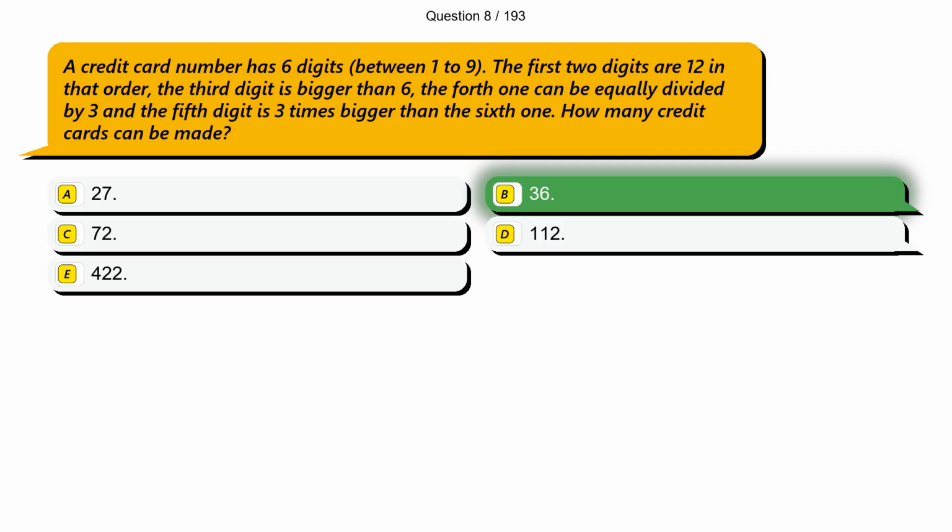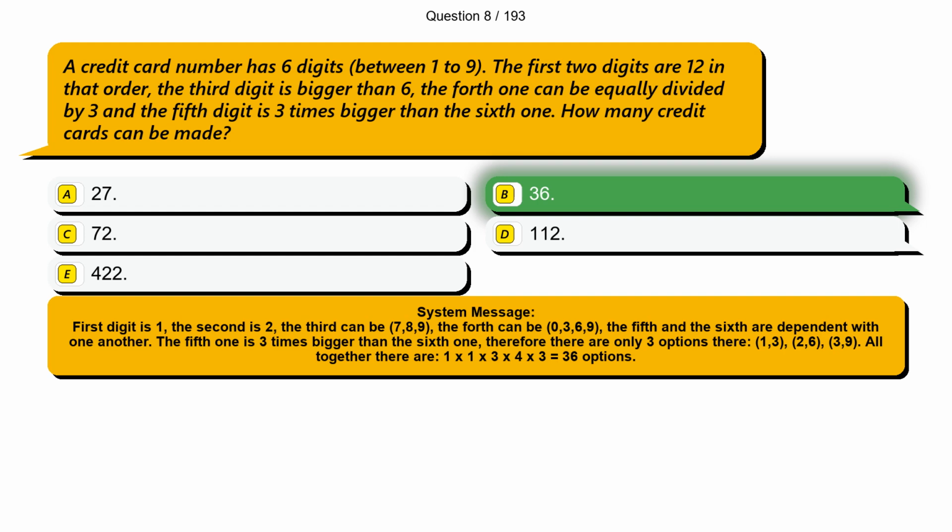The correct answer is option B, 36. First digit is 1, the second is 2, the third can be 7, 8, 9, the fourth can be 0, 3, 6, 9, the fifth and the sixth are dependent on one another. The fifth one is 3 times bigger than the sixth one, therefore there are only 3 options there: 1, 3, 2, 6, 3, 9. Altogether there are 1 x 1 x 3 x 4 x 3 equals 36 options.